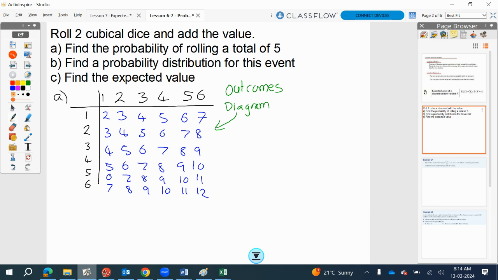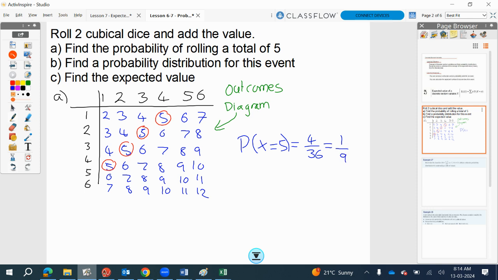So we've got a 5 here in these 4 locations. This is 6 by 6, so there's a total of 36 possible outcomes. So the probability that x is equal to 5 is equal to 4 out of 36, which is 1 out of 9.